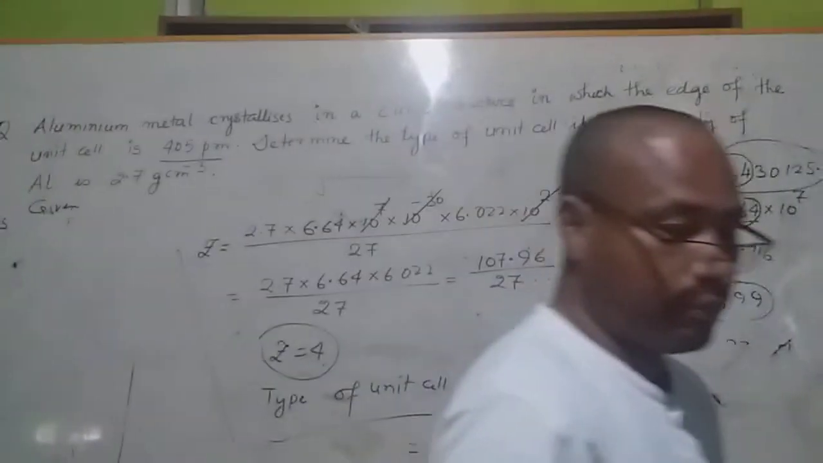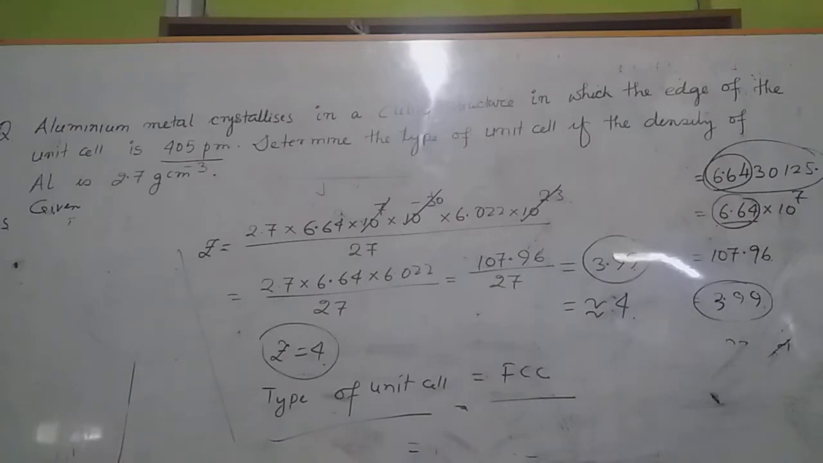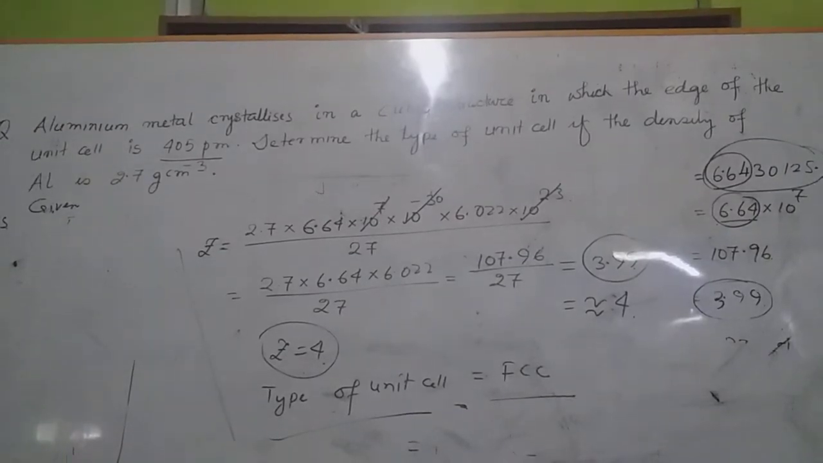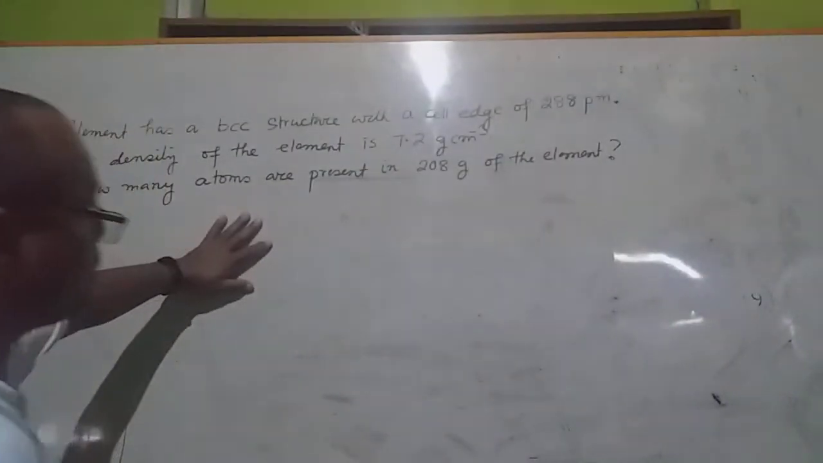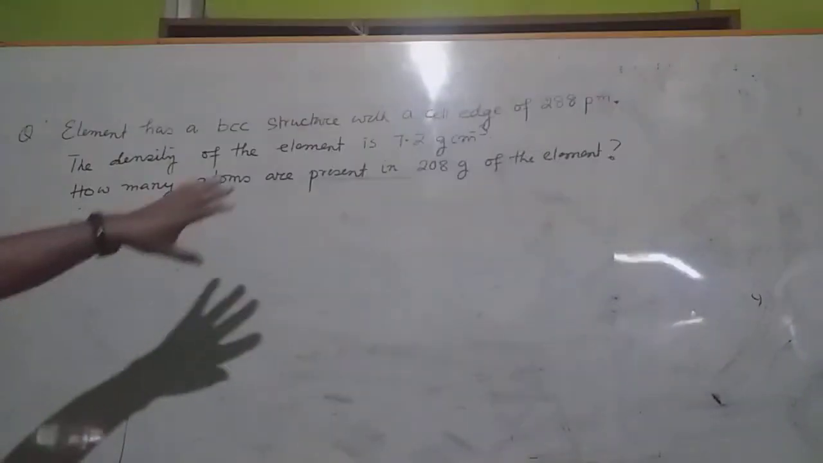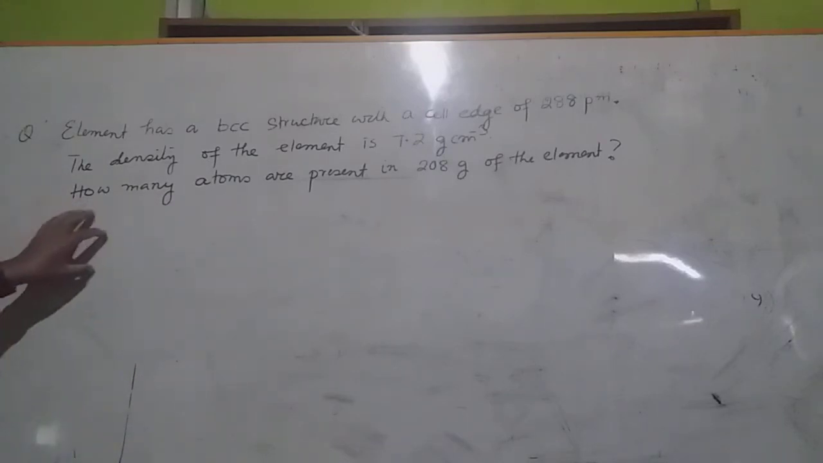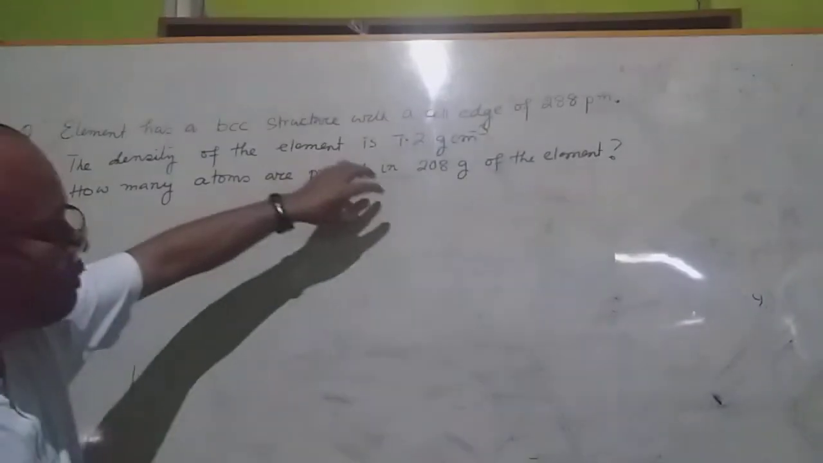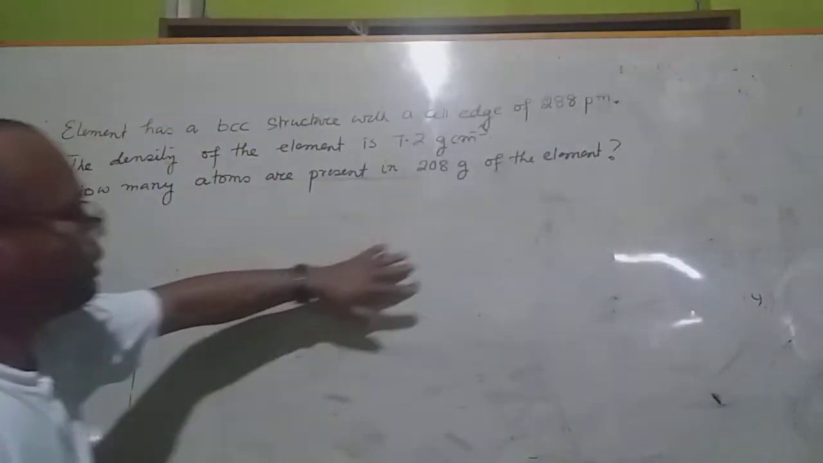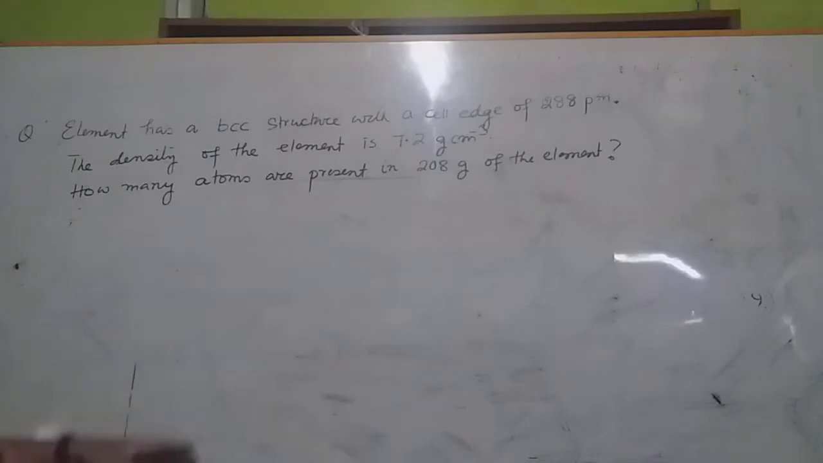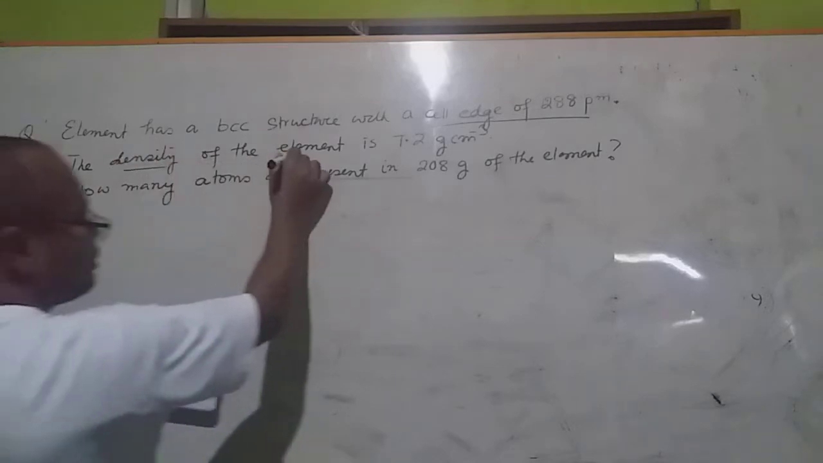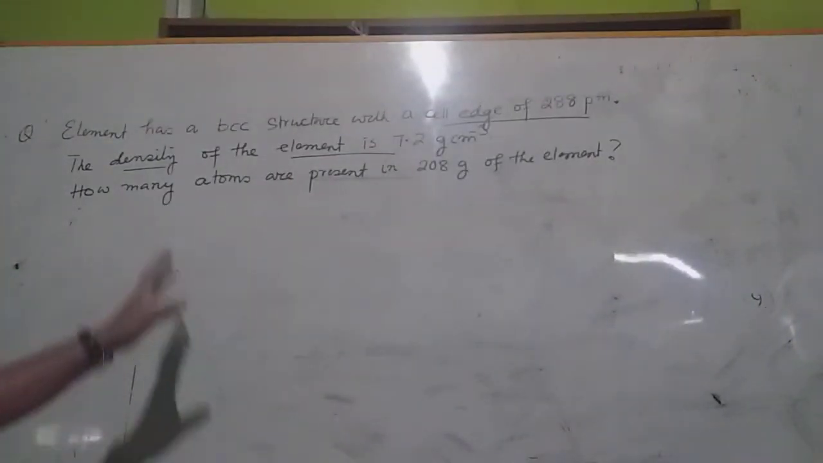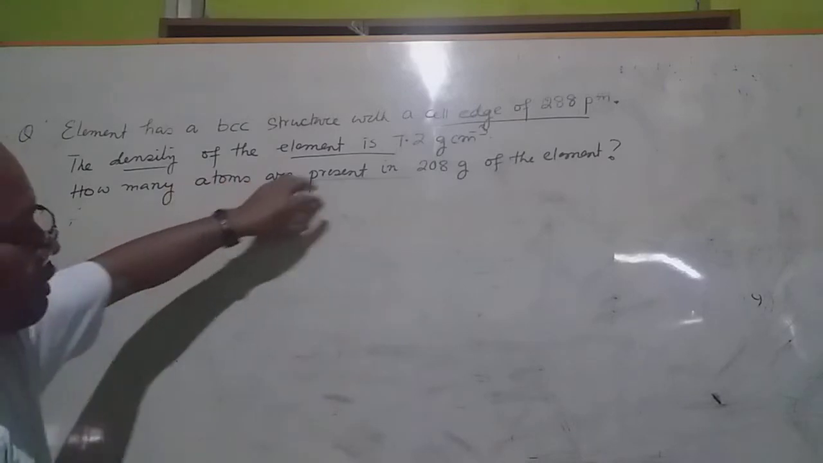Okay, you remember? So we can pick up another question also. Yes, here is another question. So here the question is, from the given dimensional parameters, we are going to calculate the number of atoms present in the given mass of the element. So what dimensional parameters are given here? Number 1, cell edge length is given and density is given. So from these given parameters, how do we calculate the number of atoms present in the given mass?